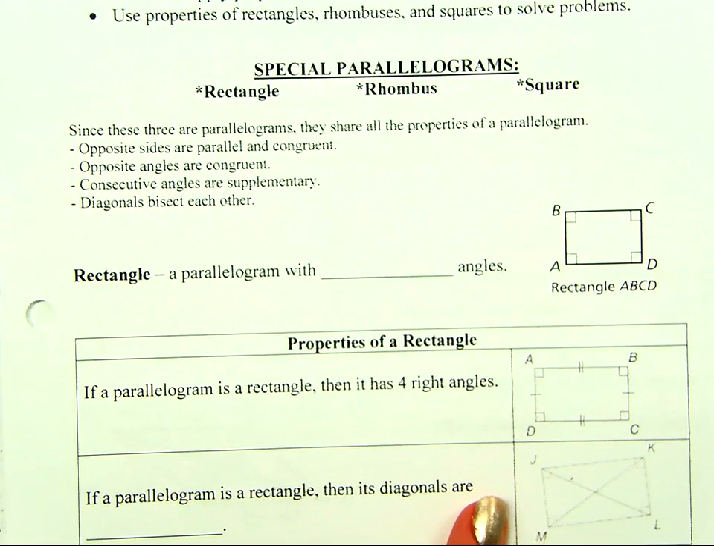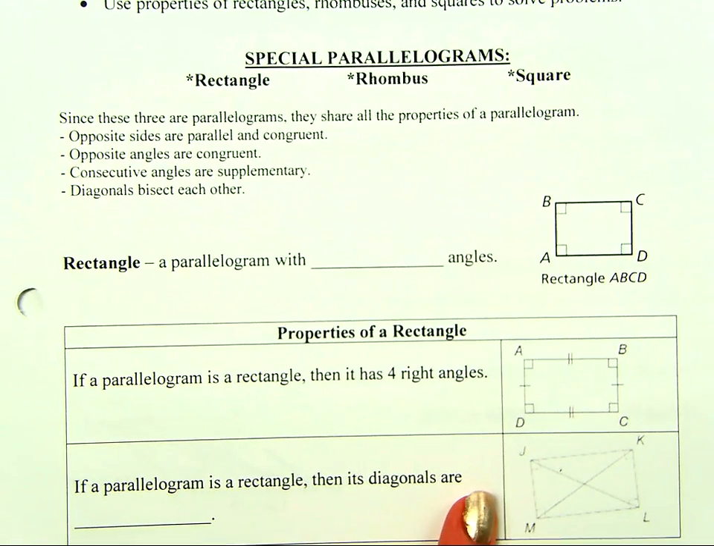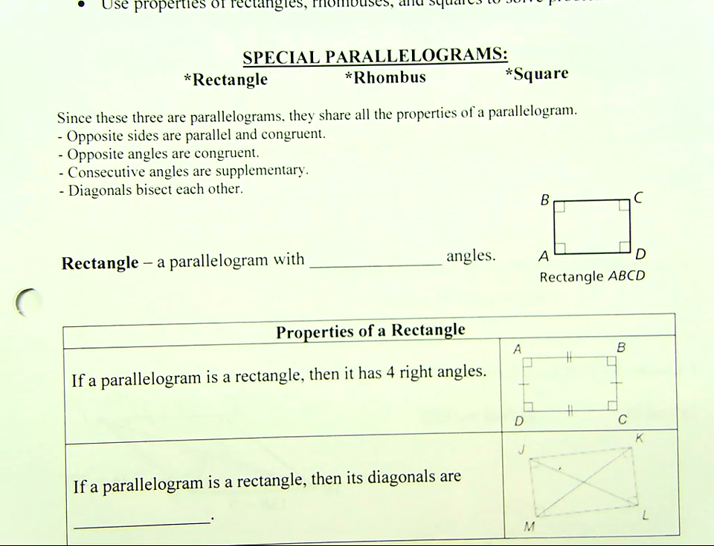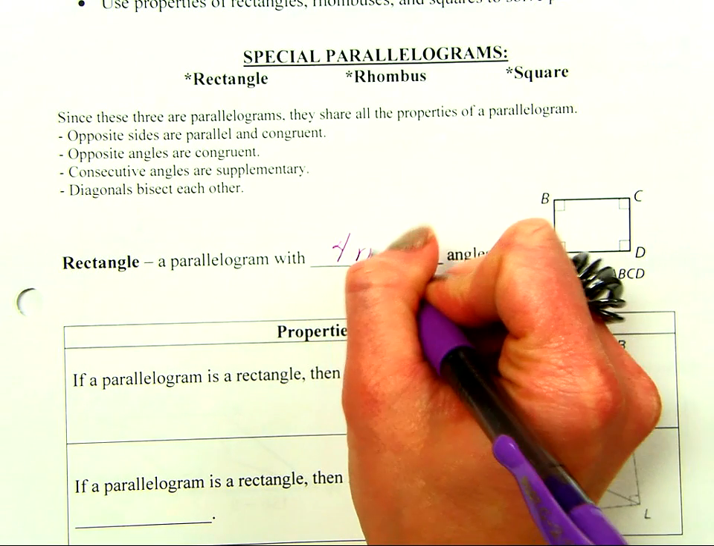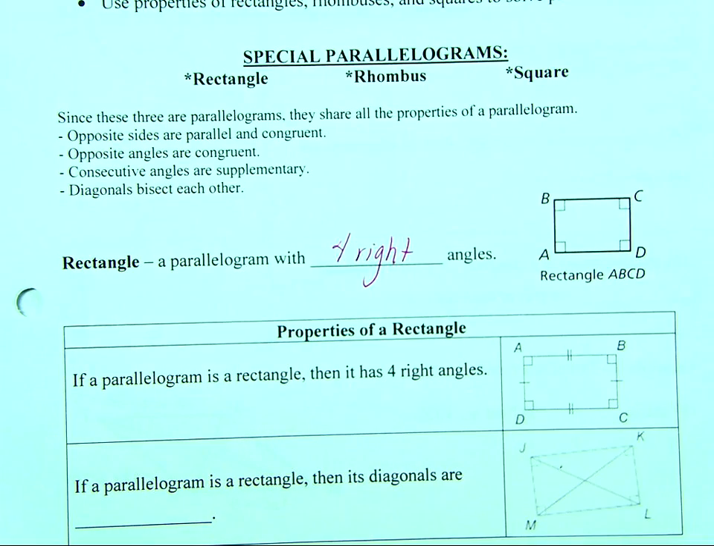The first one, the rectangle. We know what a rectangle looks like, but what is the definition? Well, the definition says it is a parallelogram with 4 right angles. And so in order to be a rectangle, we need to have 4 90-degree angles.